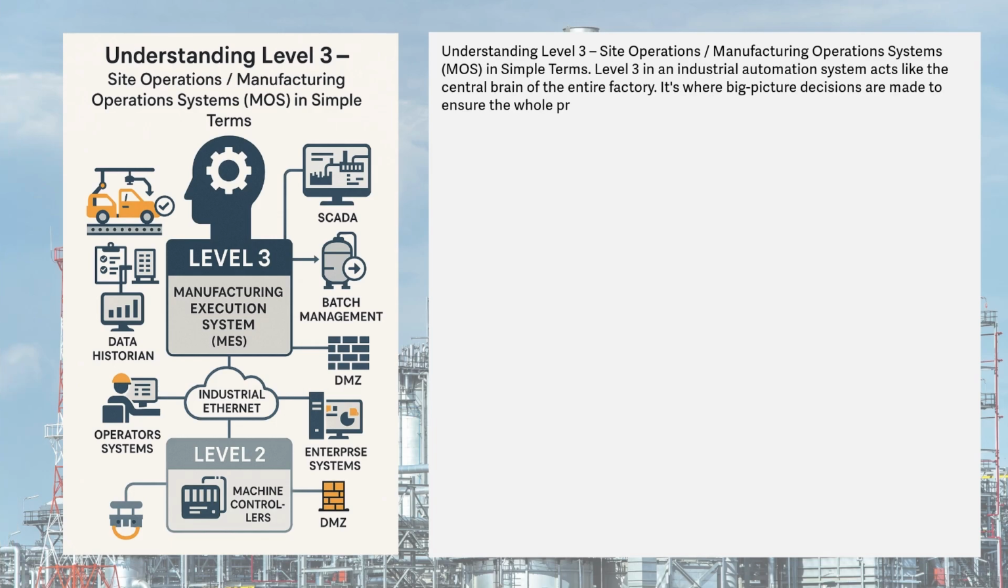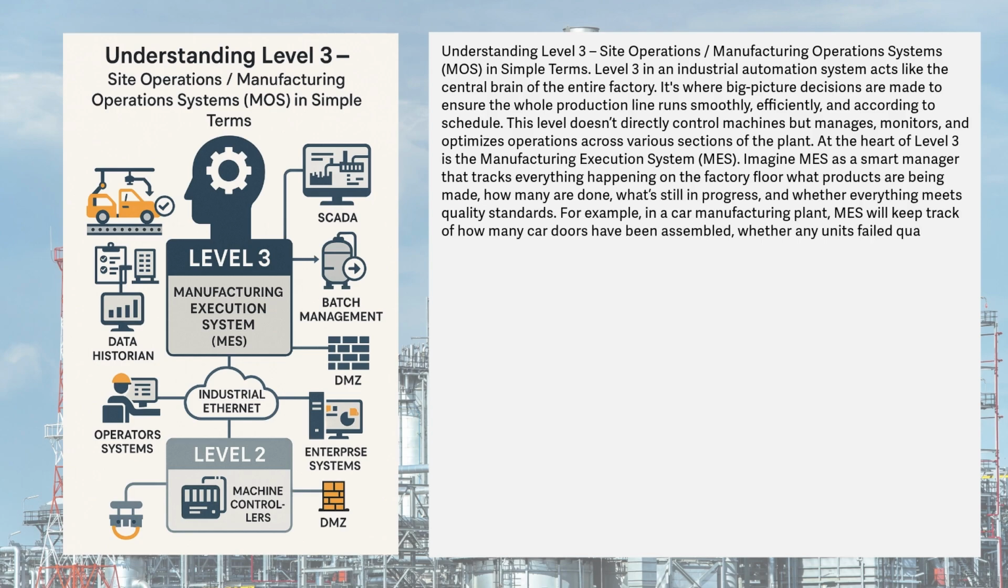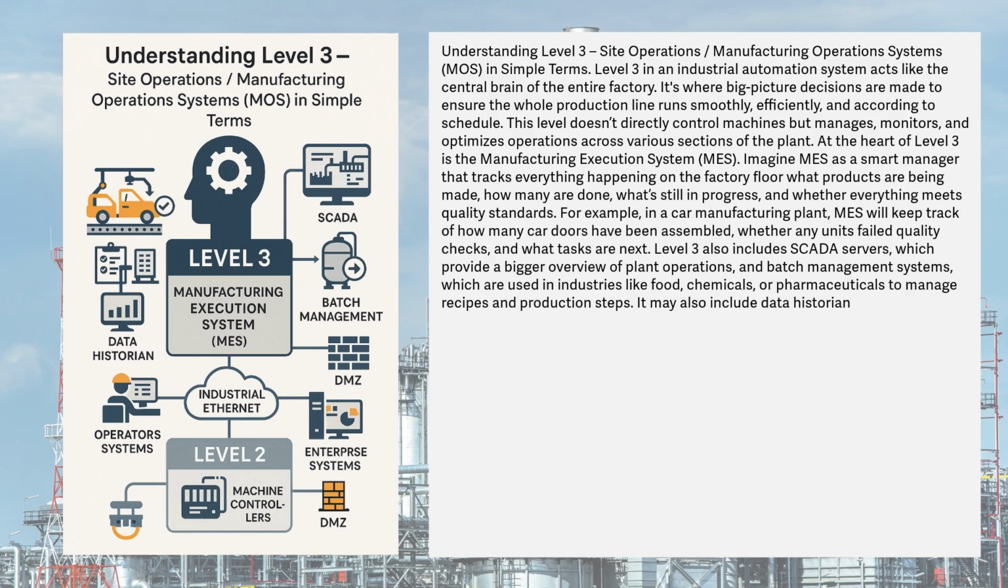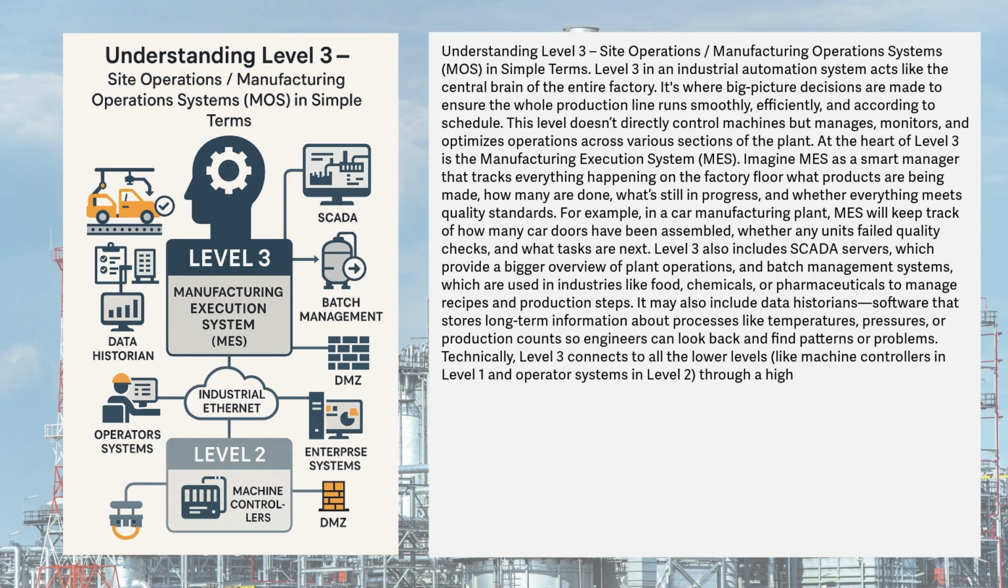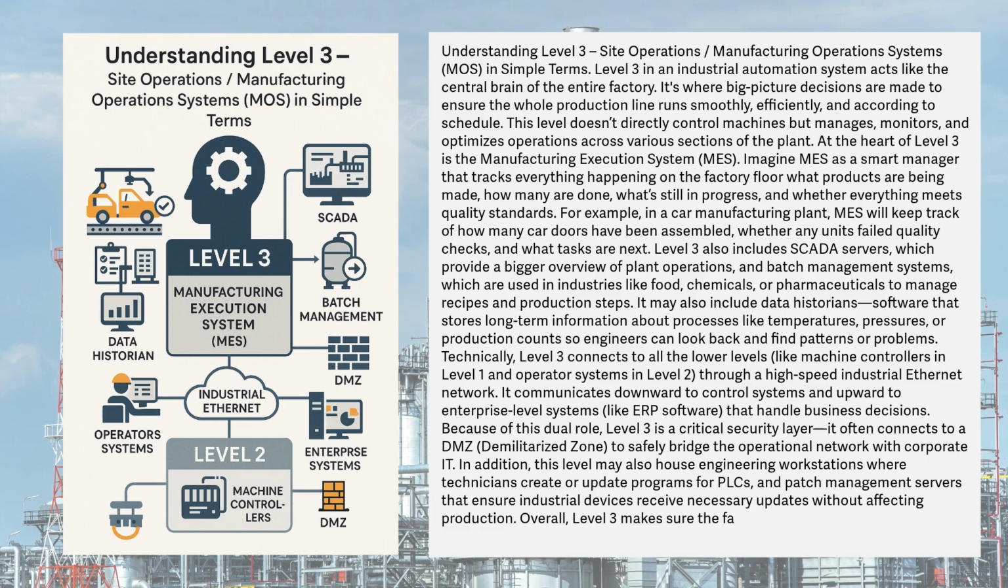Understanding Level 3: Site Operations/Manufacturing Operations Systems, MOS, in simple terms. Level 3 in an industrial automation system acts like the central brain of the entire factory. It's where big-picture decisions are made to ensure the whole production line runs smoothly, efficiently, and according to schedule.